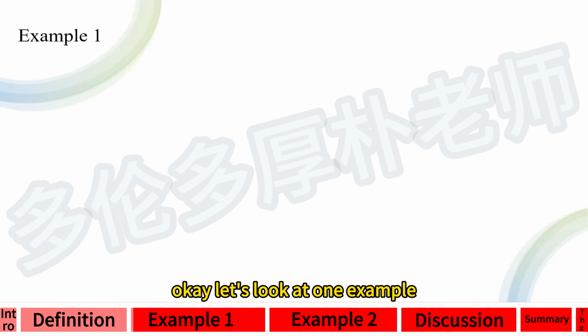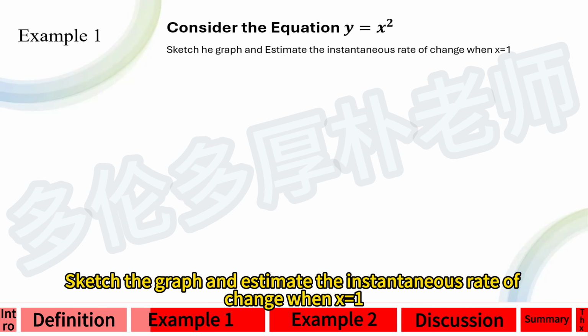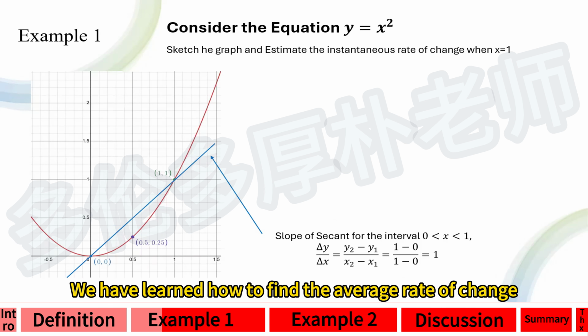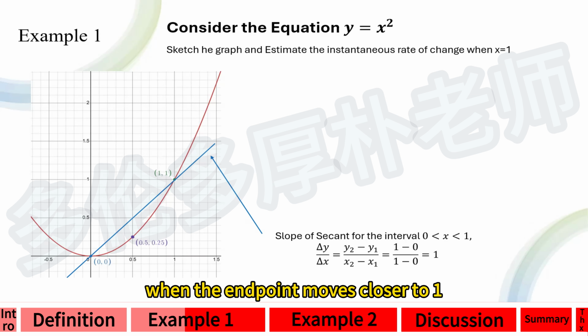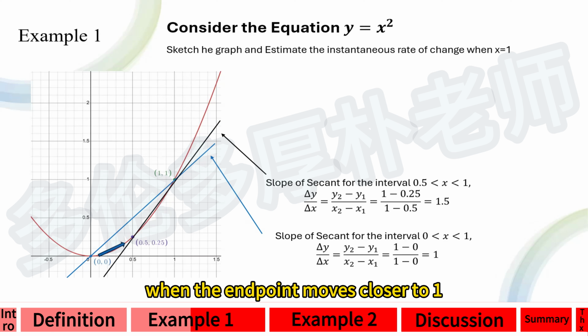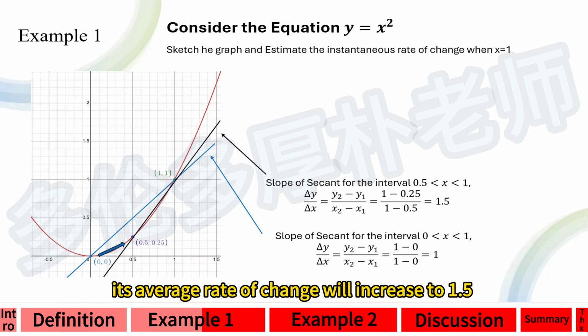Okay, let's look at one example. Consider the equation y is x squared. Sketch the graph and estimate the instantaneous rate of change when x is 1. Here is the graph. We have learned how to find the average rate of change. So we know that the average rate of change between 0 and 1 is 1. When the endpoint approaches 1, say from 0 to 0.5, the average rate of change will increase to 1.5.